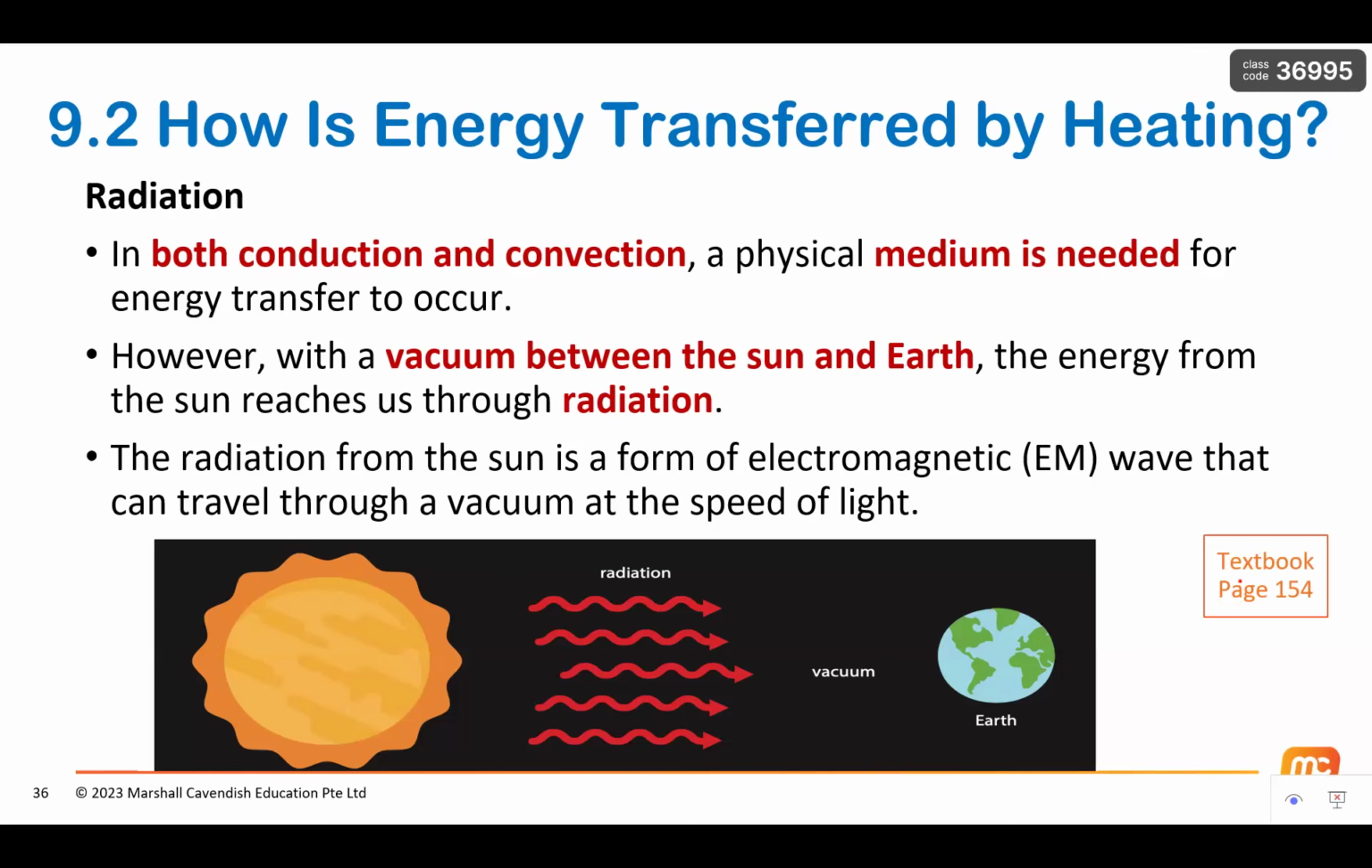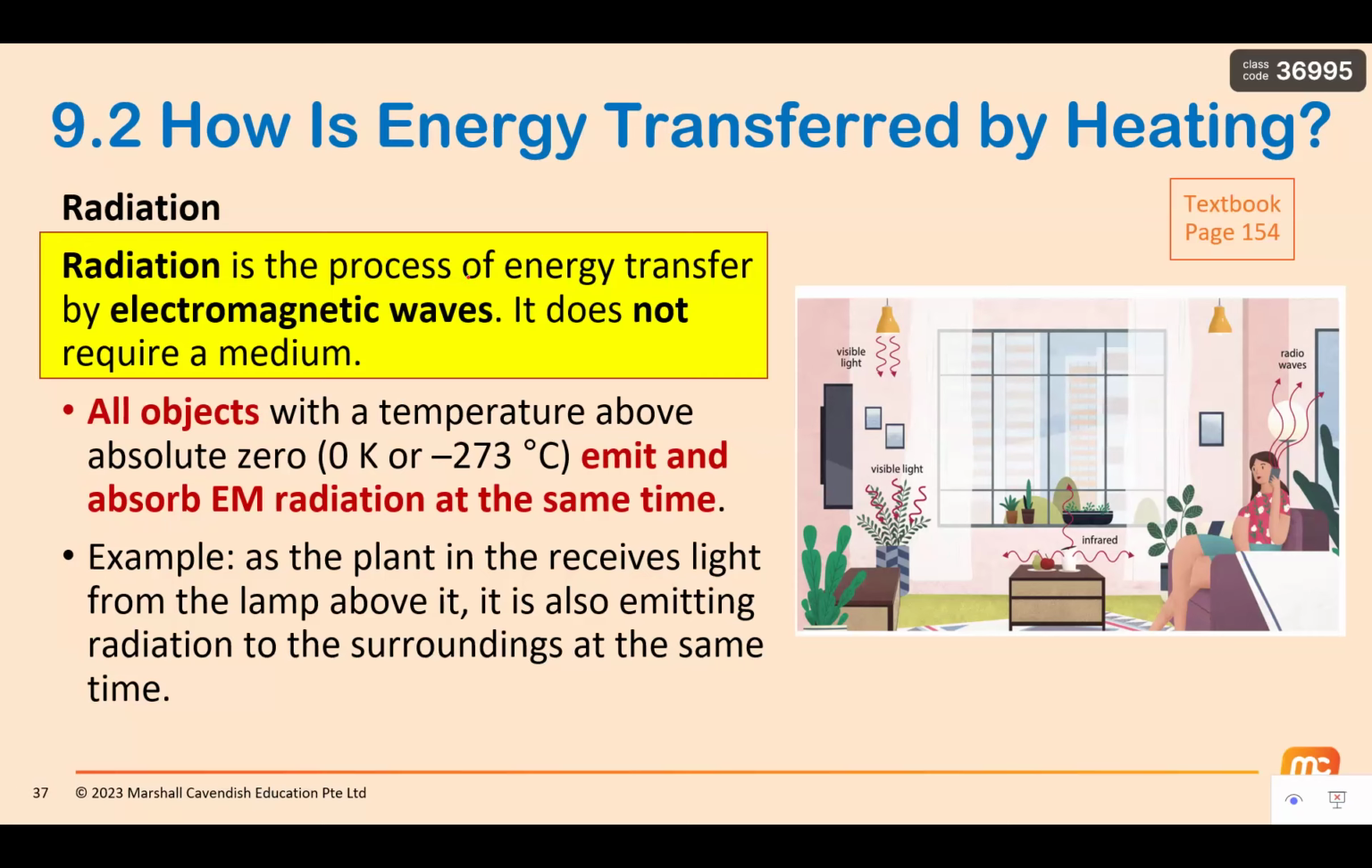So what exactly is radiation? Radiation is the process of energy transferred by means of electromagnetic waves. And specifically, I'm going to write here, it is by what we call infrared radiation.